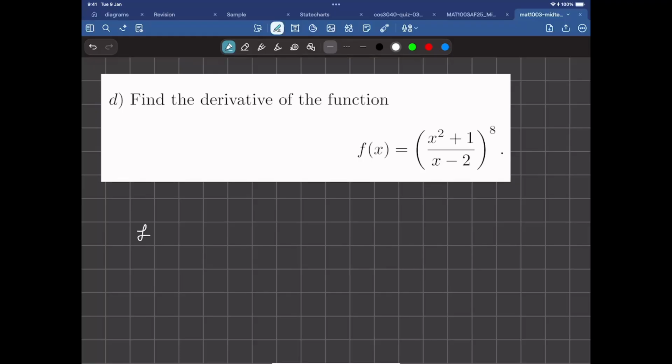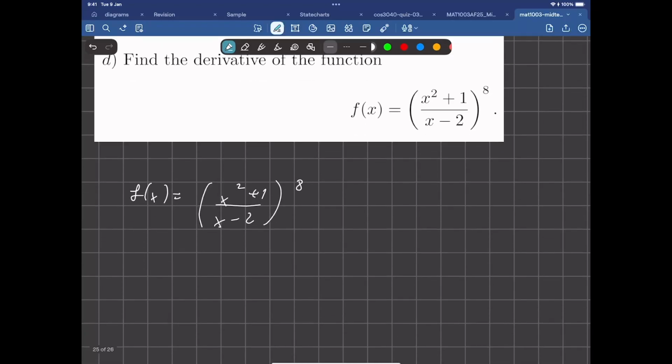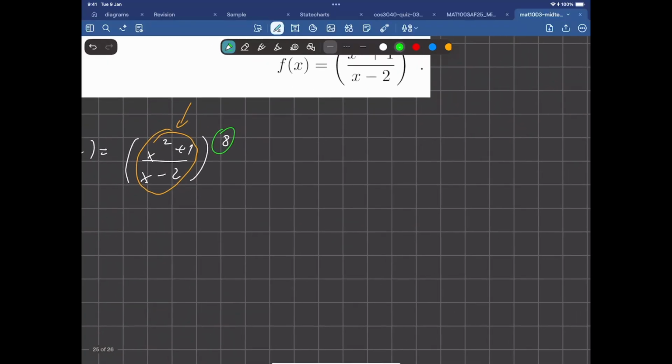So we're given f of x equals (x squared plus 1 over x minus 2) to the power of 8. So once again, if we just had that inside piece, then it would have been simple quotient rule, right? But now we have this function built into another function that takes this and raises it to the power of 8, okay? So once again, we have a composite function, and therefore we'll need to use the chain rule.